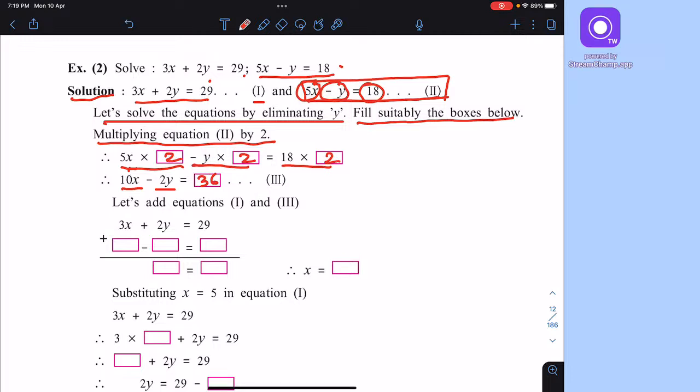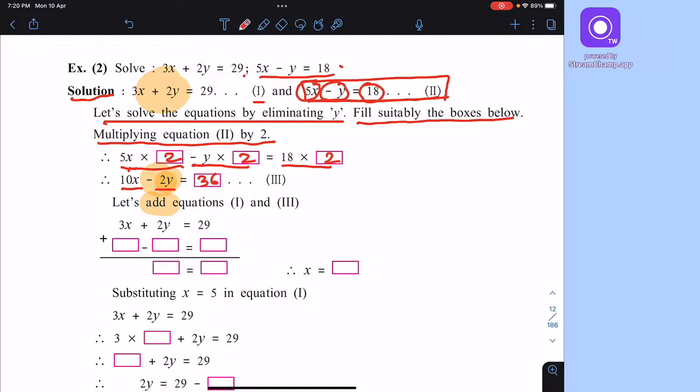Now let us add equation 1 and 3. Now in equation 1 we have 3x plus 2y is equal to 29. And in equation number 3 we have 10x minus 2y is equal to 36. You will find that here it was 2y and here is minus 2y. So if we add this, plus 2y and minus 2y cuts. Okay, so that is how it is decided what operation to be done.